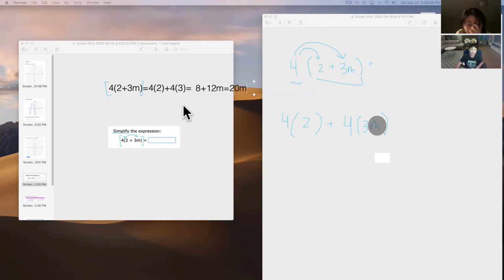But that's a good thought. In order to combine like terms, which is when there's the same variable in multiple terms, however, in 8, you don't have an m. So there's no variable there, so these are not like terms. So you cannot combine them.